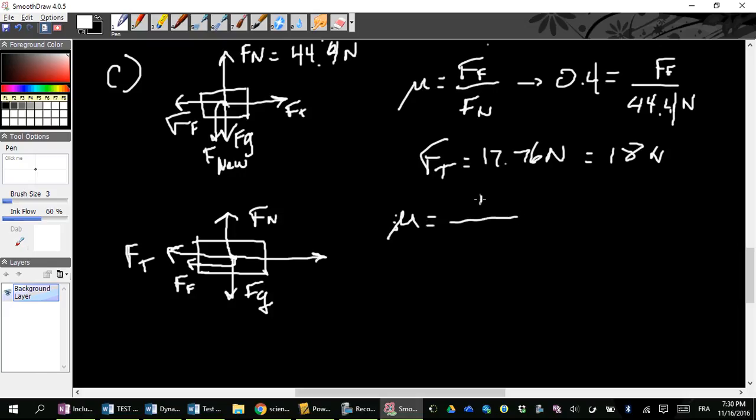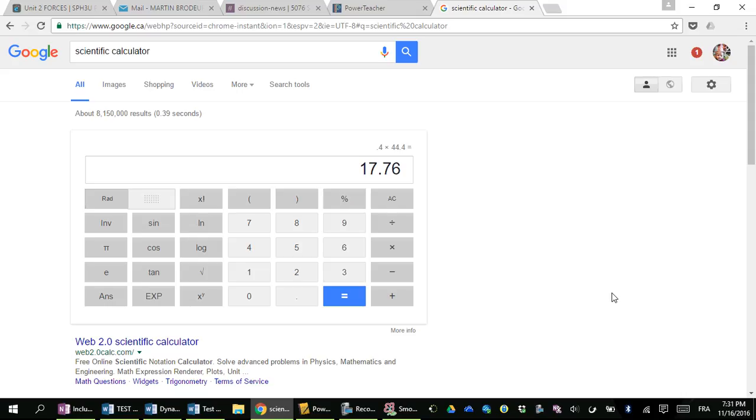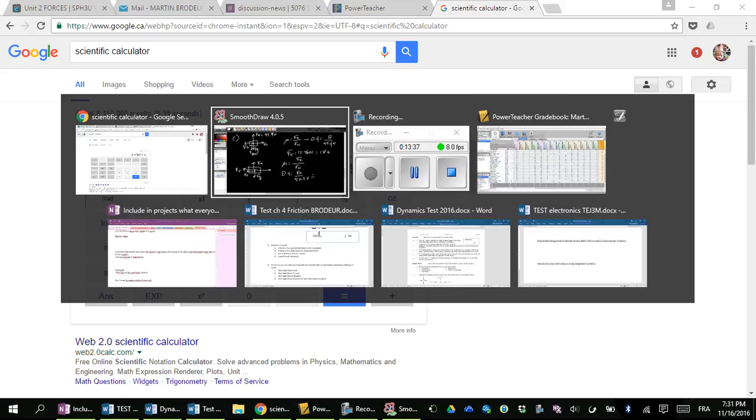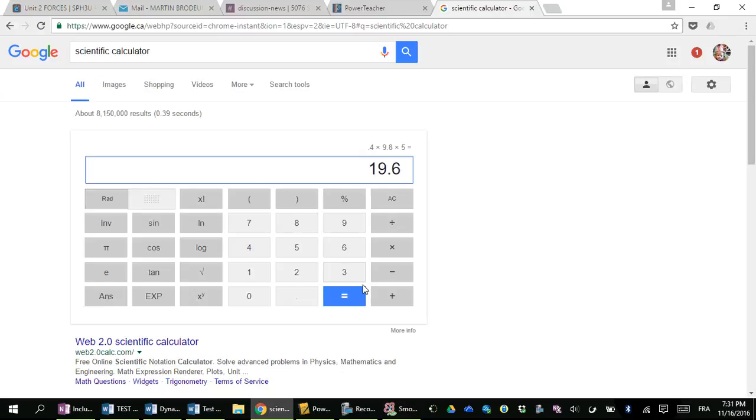So mu is 0.4, same thing, right? 0.4. Now Fn, so 0.4. So this is still weighing 5 times 9.8. That's right. Okay. So 0.4 times 9.8 times 5. That's 19.6.